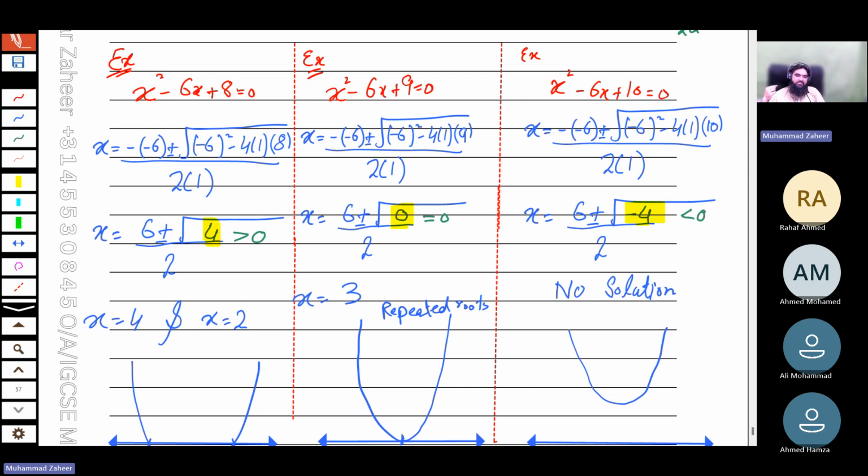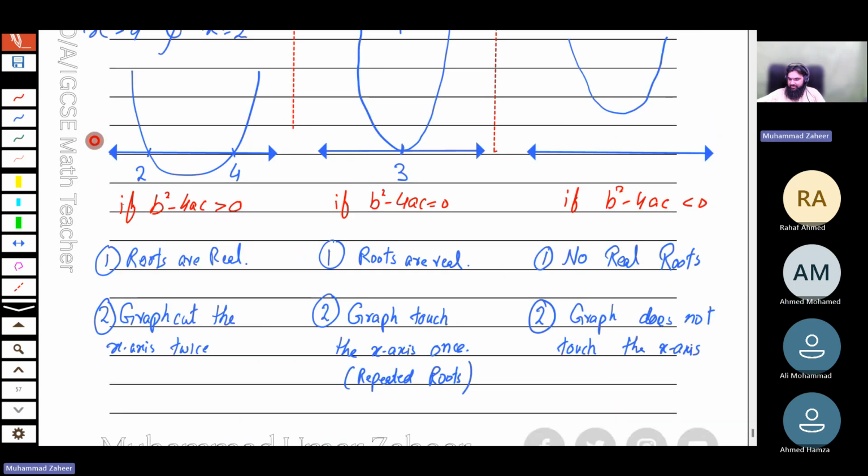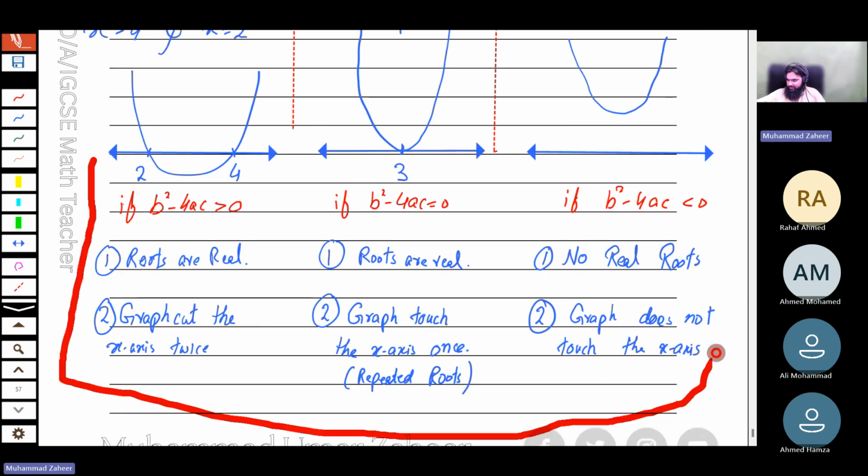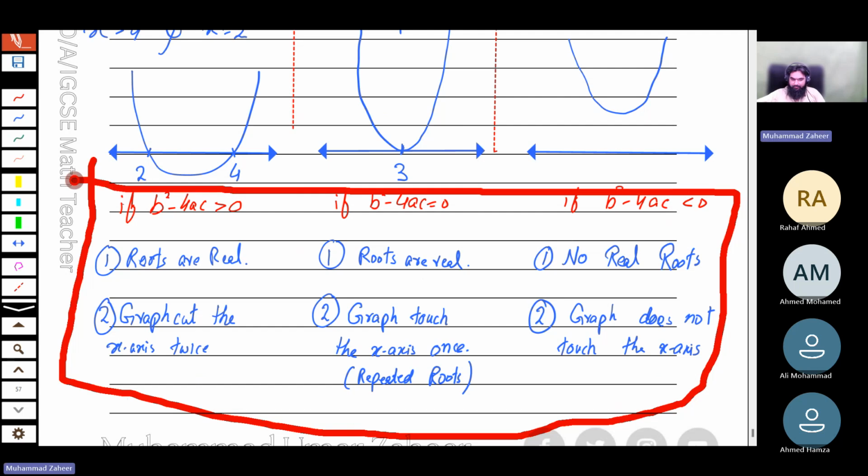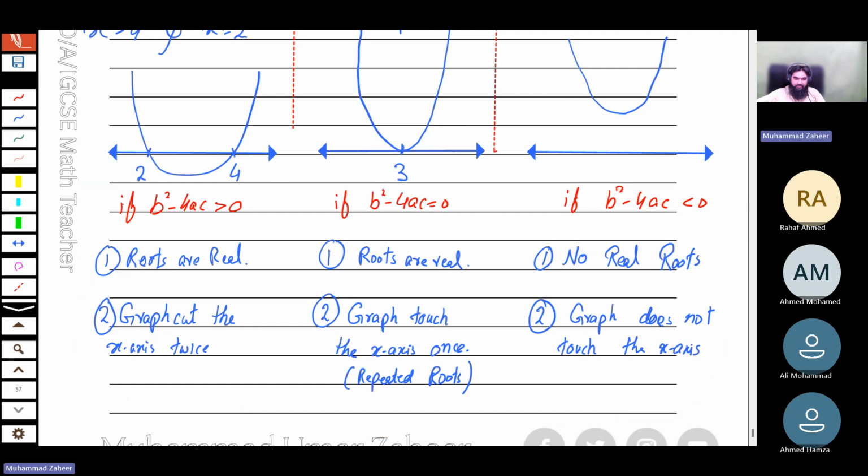If you have a discriminant greater than 0, you are getting 2 real roots. If it is equal to 0, you will get 1 real root. If it is lesser than 0, you have no real roots. Yes, everyone, any question? Anyone have a question till here? Yes, all of you, please note down this portion right now. Then we will do the questions.